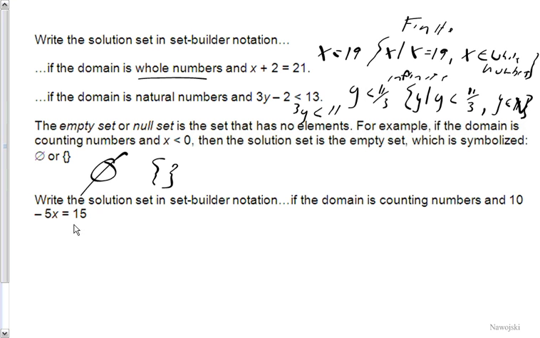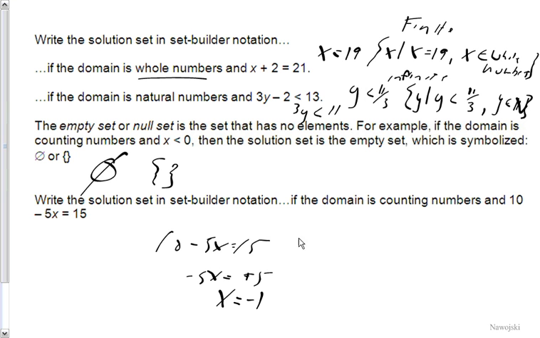10 minus 5x equals 15. Negative 5x equals negative 5. I got x equals 1. Now, if we look at this, so far looking pretty good. Unless I can add, it's plus 5. Be careful with your addition, you can see that we get minus 1.